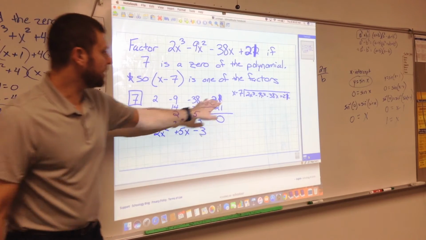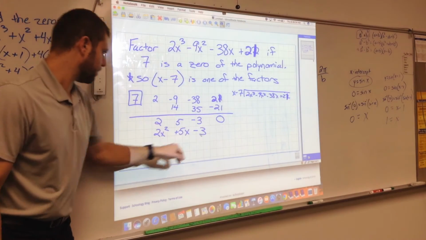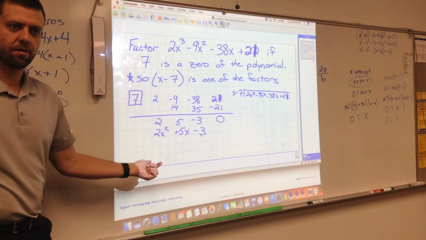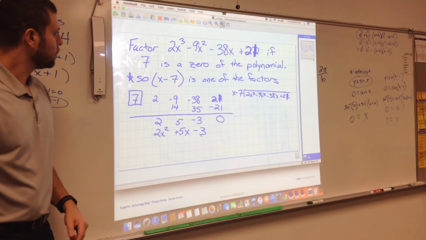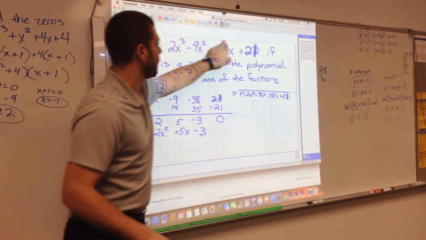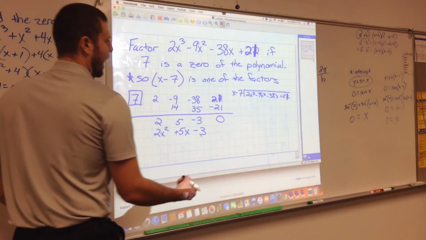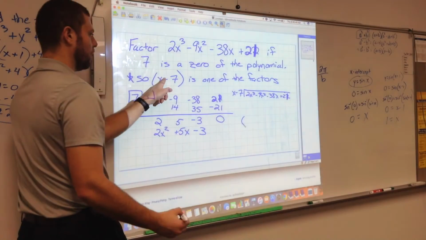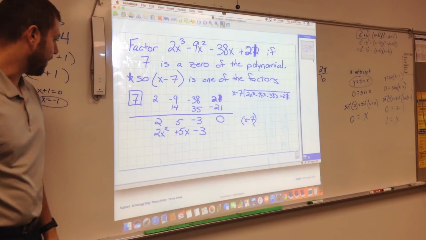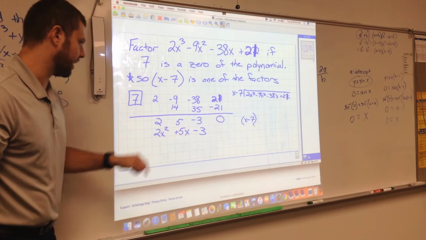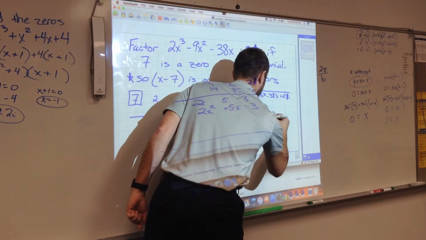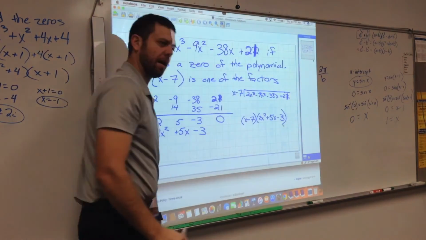So, had we done the long division, this is what we would have got. Same thing that you get by doing synthetic division. Now what that means is, if I wanted to factor this polynomial, I know that one of the factors was x minus 7, and the other factor is this right here, 2x squared plus 5x minus 3. Does that make sense?